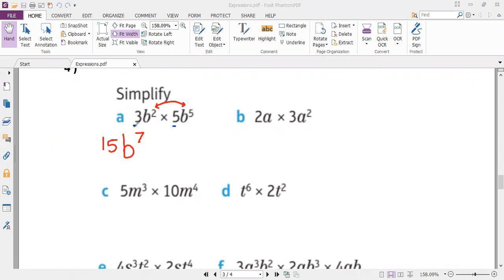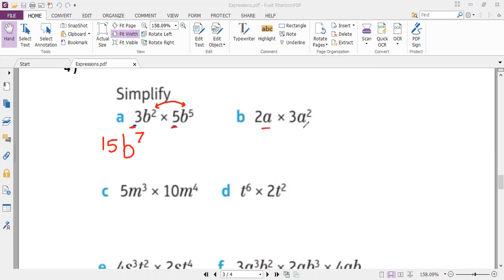Just I multiplied 3 again by 5. 3 times 5 is 15. And b raised to the power of 2 times b raised to the power of 5, I wrote b and then I added 2 plus 5 is 7. Let's go to the next.